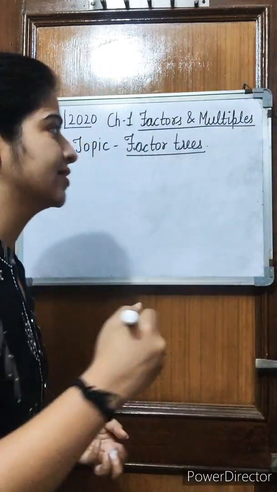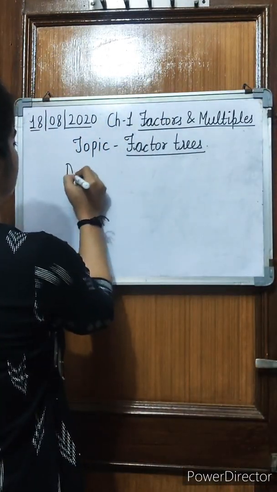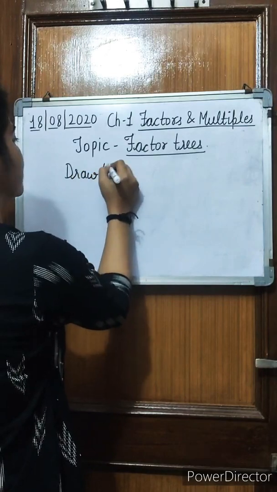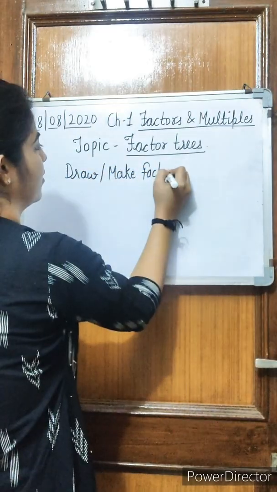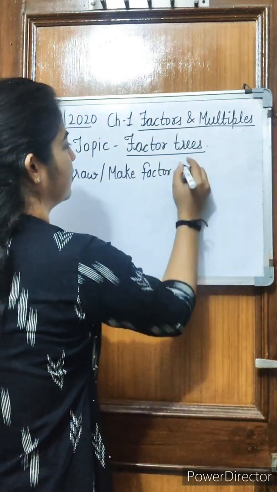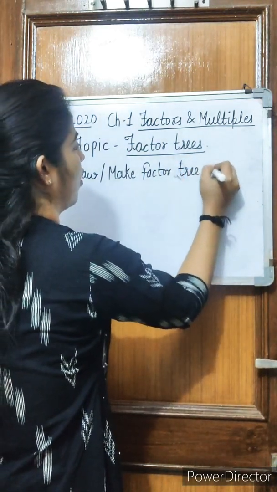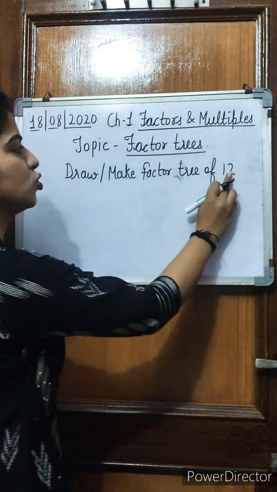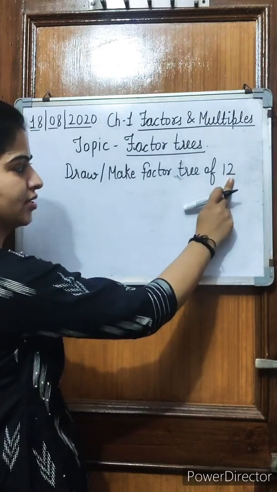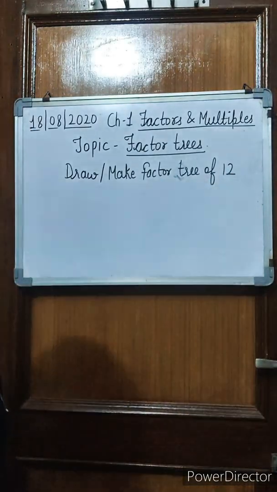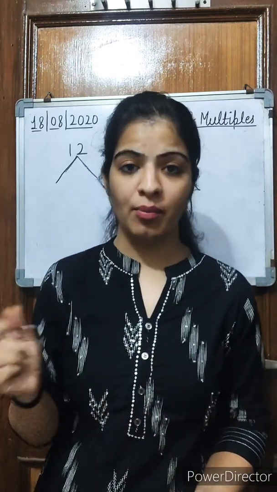So we will take one example. Draw, or we can say make, a factor tree of 12. As you know, 12 is a composite number. We always make a factor tree of a composite number. Now we will make the factor tree of 12 in two ways. We will write some factors of 12 except 1 and the number itself.